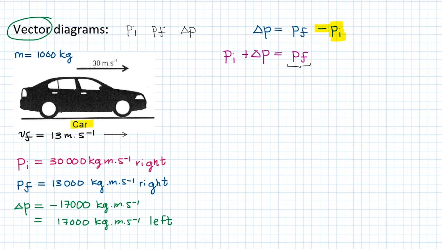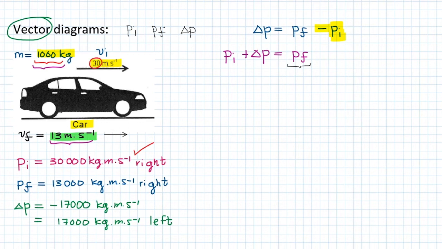Here we have a car which has a mass of 1,000 kilograms. It starts off at a speed of 30 meters per second. This over here is the car's initial velocity. It then slows down to a final velocity of 13 meters per second. Now I've already done a few calculations for you. We have that the initial momentum is 30,000 kilograms per meter per second to the right, which we find by saying 1,000 multiplied by 30. The final momentum is equal to 13,000 kilograms per meter per second, and I calculated this by saying 1,000 multiplied by 13 meters per second.